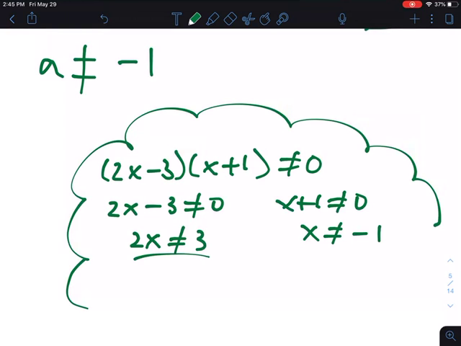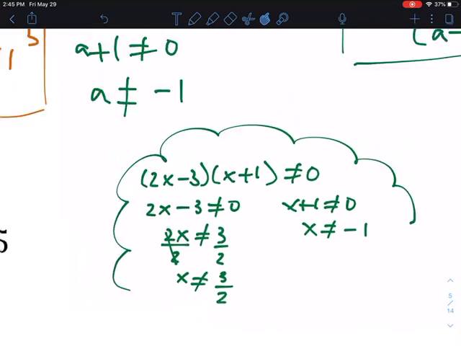You're going to move that 3 over to the other side. Then once you do that, you're going to divide both sides by 2, because remember, we're always looking for what x cannot equal, not what 2x cannot equal. So then this and this would be your set of NPVs. It's fine that there's an NPV that's a fraction. That's really important.